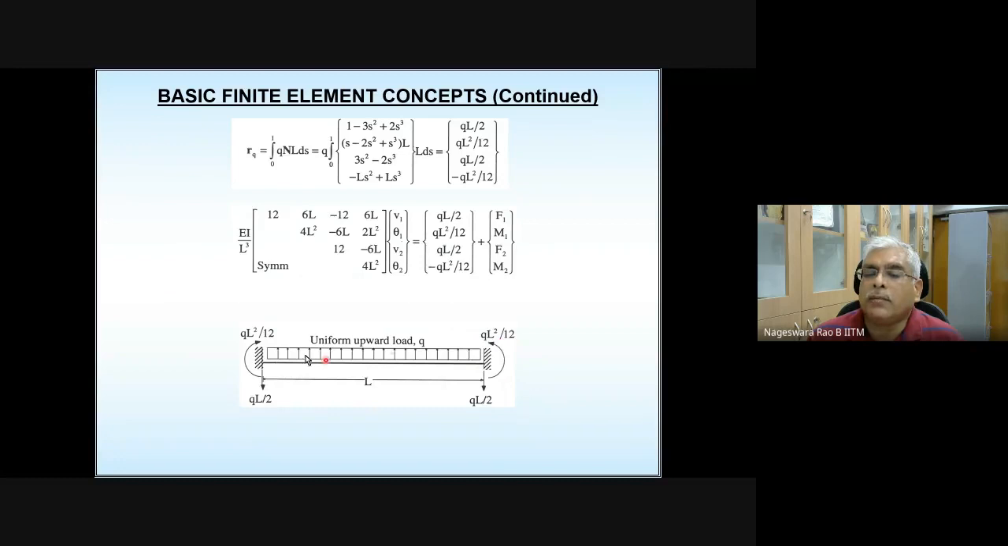And what is the relation between the quantities that are shown in this figure and this one? Magnitude wise, they are exactly matching except this sign. So the inference from this is, this vector Q, which has this distributed load vector, if you want, you can do this integration and get that.